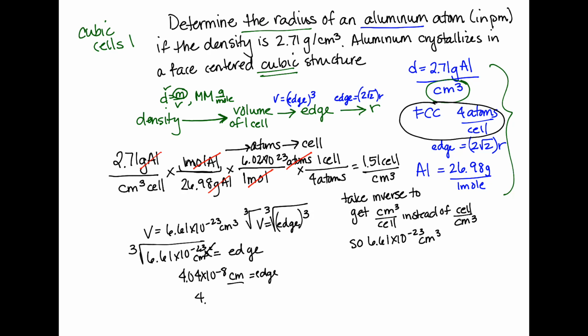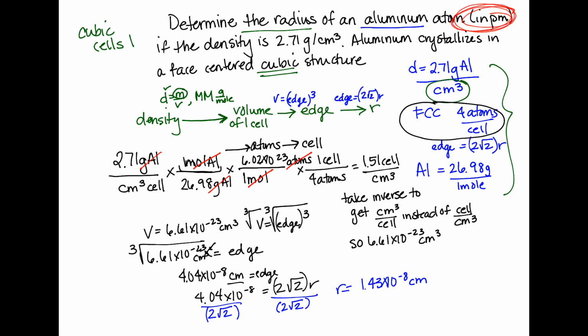And we also know that because this is a face-centered cubic, the edge is equal to 2 times the square root of 2 times r. So when you divide both sides by 2 times the square root of 2, you get that r is equal to 1.43 times 10 to the negative 8 centimeters. But the problem asks us for it in picometers, so we need to convert between centimeters and picometers.